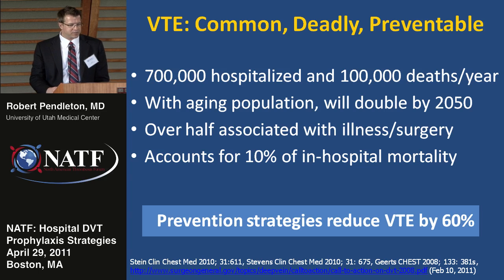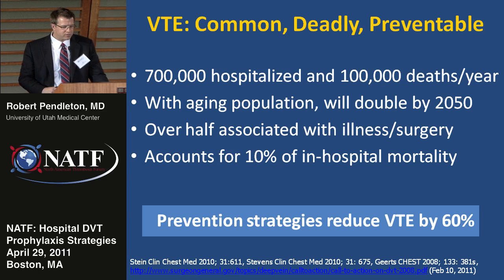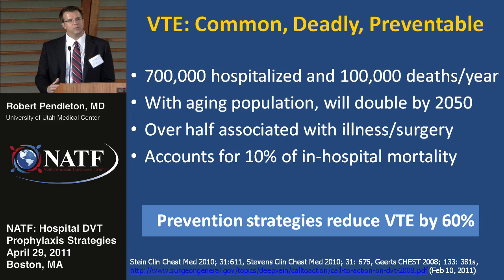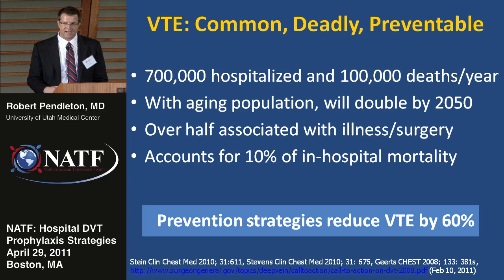700,000 patients are hospitalized every year with VTE, and 100,000 deaths occur. With our aging population, the current projections are that VTE events may double by the year 2050. And importantly, over half of all DVT and pulmonary emboli in the United States are associated with hospital setting, acute illness, surgery, or admission for medical illness. And in fact, fatal pulmonary embolism accounts for about 10% of hospital-related mortality.